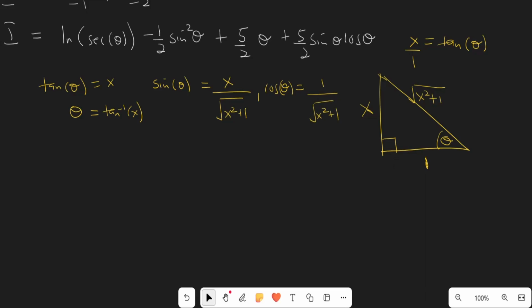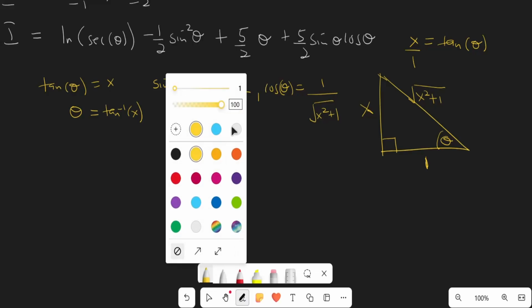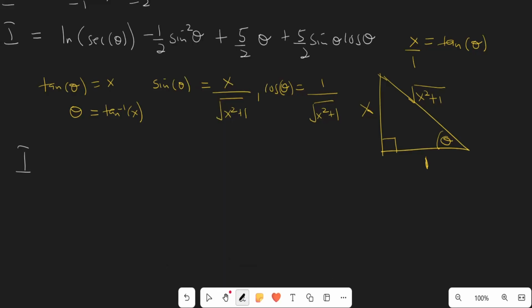You can just plug that into our integral and take our integral from the theta world into the x world. So I is going to be the natural logarithm of the secant of theta. Secant is 1 over cosine, right? We know cosine of theta to be equal to this. So secant of theta is going to be the reciprocal of the cosine of theta, and that is just going to be the square root of x squared plus 1.